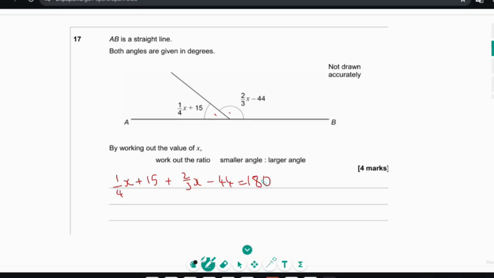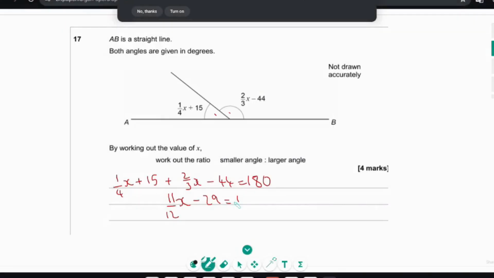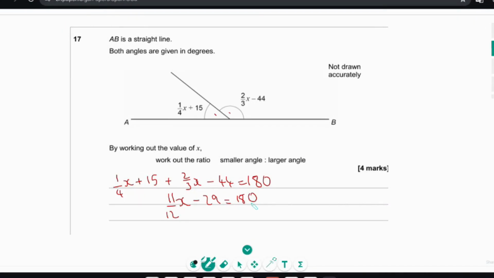I'm just going to collect the like terms on the left hand side. It's a calculator paper, so I can add the fractions on my calculator. 1/4 x plus 2/3 x gives you 11/12 x. Collect the numbers. 15 take away 44 is minus 29. I'm going to add 29 to both sides, which gives you 11/12 x is equal to 209.